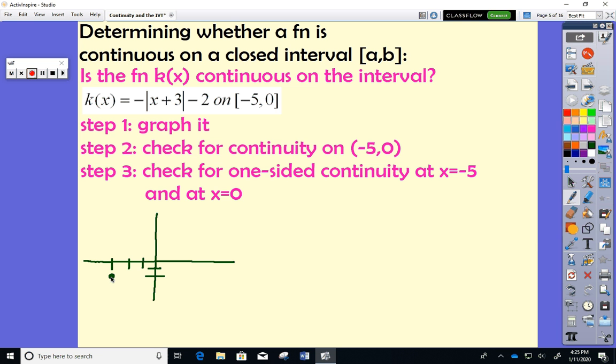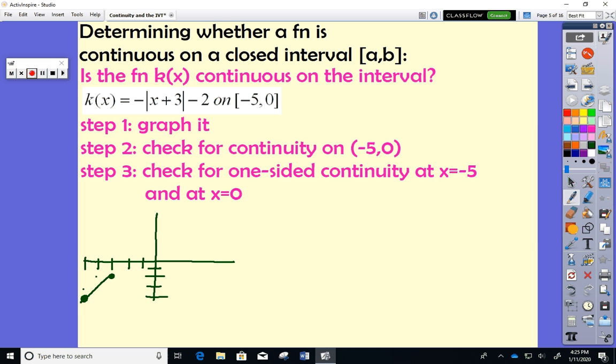So let's see here. If I plug in negative 5 plus 3 is negative 2. The absolute value of negative 2 is 2. Times the leading negative is back to negative 2, and then minus the 2 on the end is negative 4. And I can tell the slope is out 1, down 1, so out 1, down 1, and then out 1, down 1. So I'm just going to draw the graph on the closed interval. So that worked out okay.